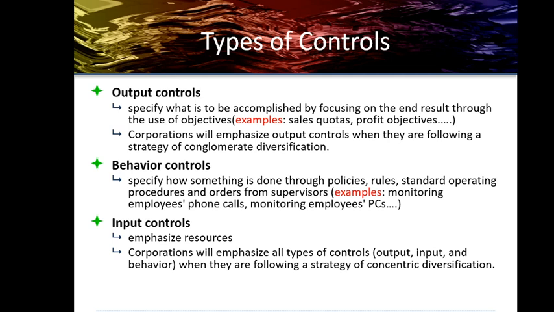Companies will use this kind of control, the output control, if they are using what we call the strategy of conglomerate diversification, related diversification. You have to recall from the chapter that we discussed, I think it was chapter 7, the corporate level strategy and the growth strategies, because conglomerate diversification is one type of growth strategy. I just want to remind you what it means.